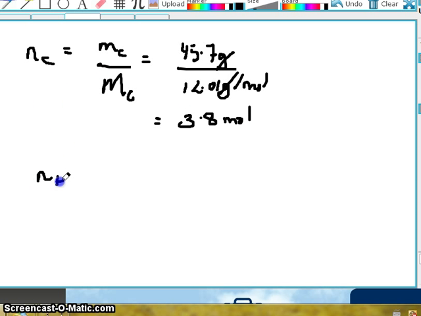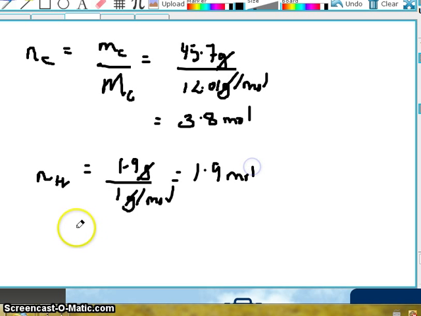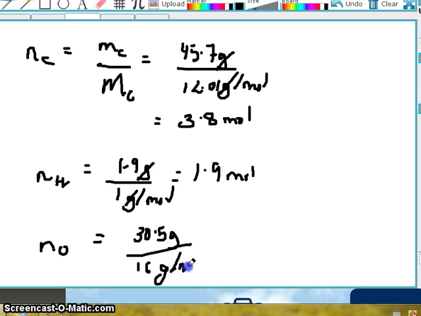So same thing for hydrogen. I'm not going to write the formula down again, so it's the mass of hydrogen, which is 1.9 grams, divided by the molar mass. So very simply, it's just 1 gram per mole. Again, grams cancel out, and you're left with 1.9 moles. And last but not least, for oxygen, the mass 30.5 grams divided by 16 grams per mole. So cancel out the grams, and oh, look at that, 1.9 moles.